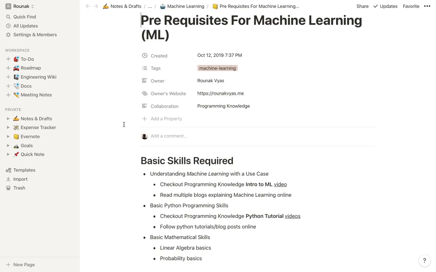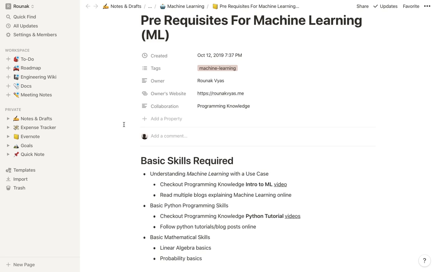The next thing is Python programming skills. As we all know, Python is the widely used programming language for machine learning. So we must have the Python programming basics right to start learning machine learning. Again, the Programming Knowledge channel has Python tutorial videos which you can check out to get your basics right. And you can also follow different tutorials and blog posts online.